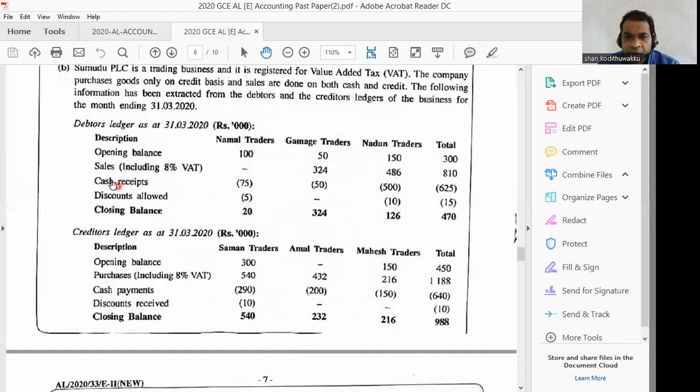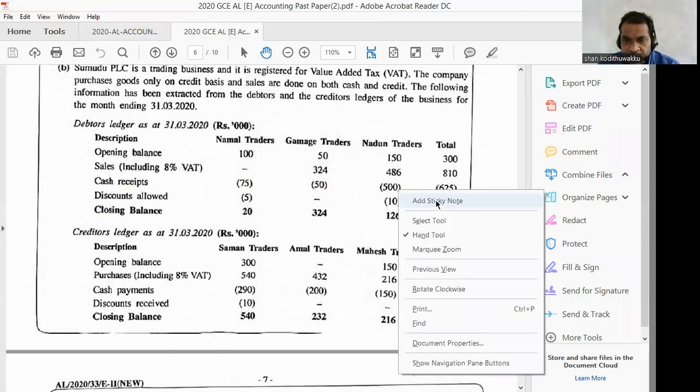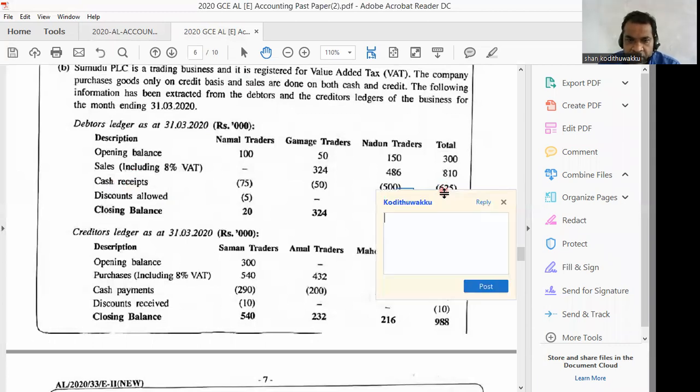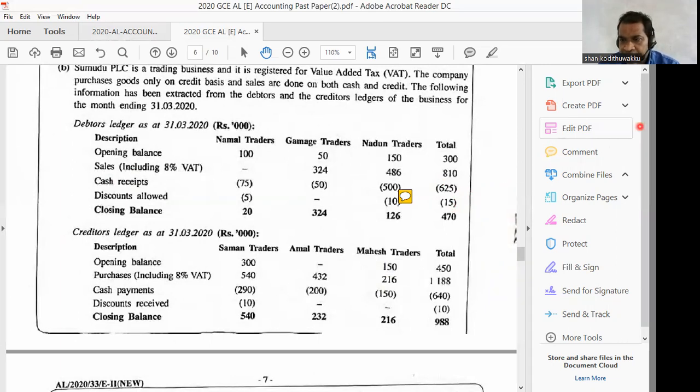Then the third value, cash receipt. Here you have mentioned cash receipt within brackets under each debtor. Then here we are preparing a cash receipt journal. Therefore, we can take the total cash. This is 625. We are not preparing individual customers' accounts. Therefore, we can take the total of the cash receipt journal, 625.